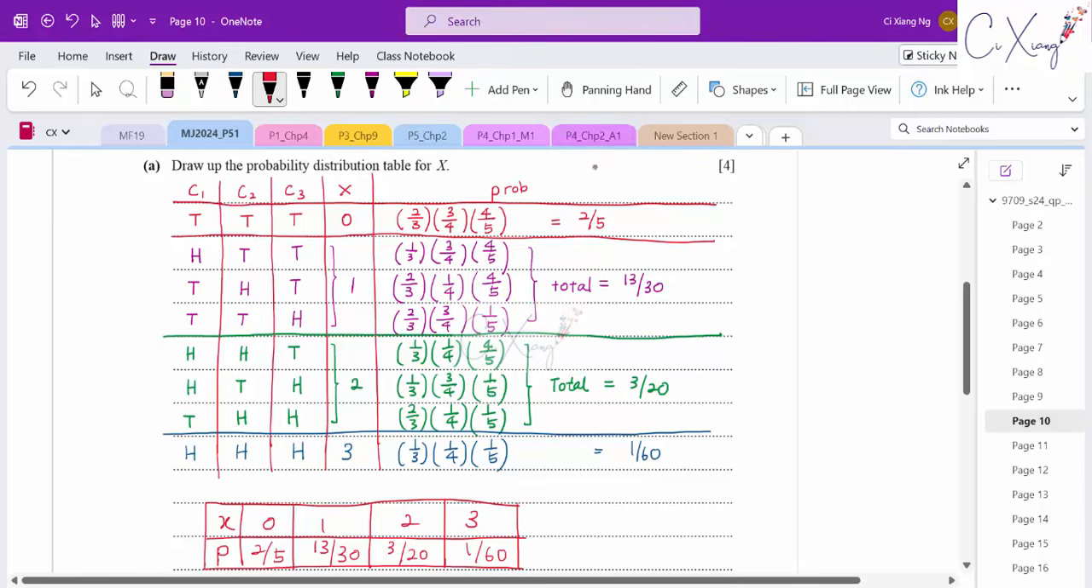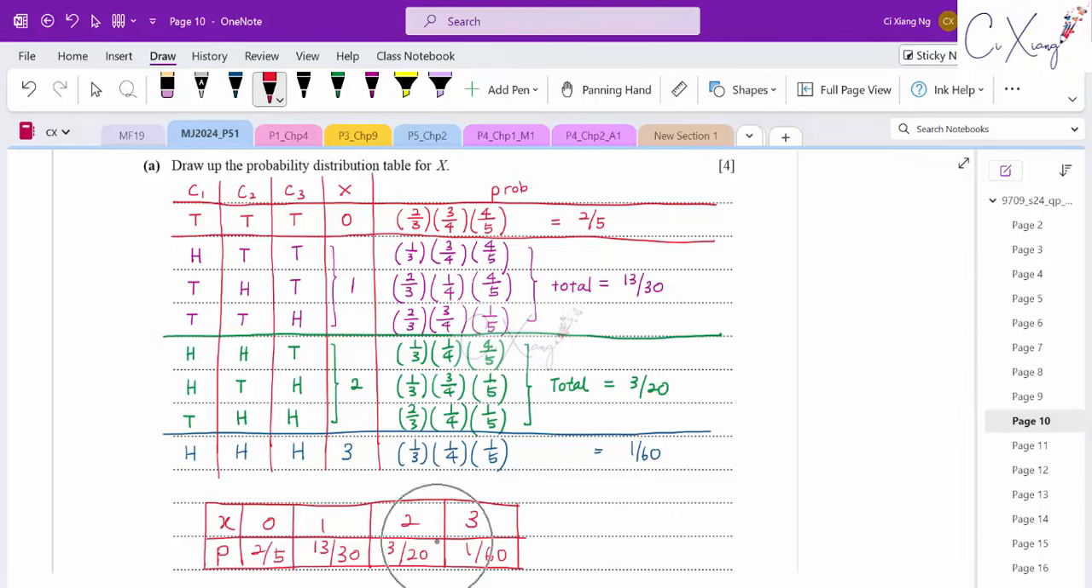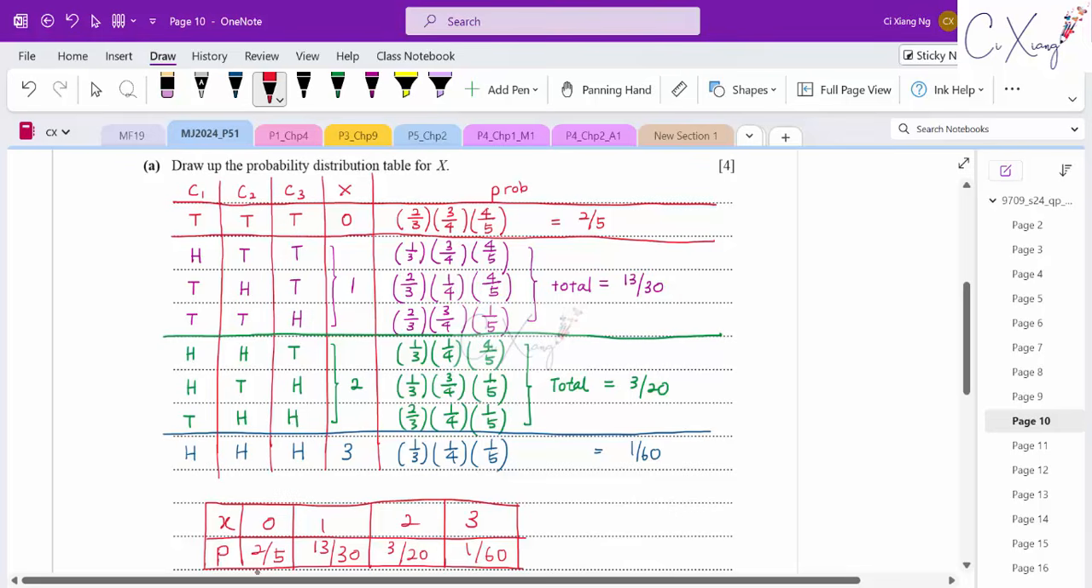Alright, and usually to have a final check for the answer, right? Usually I prefer to double check. Okay, so I will usually try to do this step, a simple check. I take all the probabilities here and add them together. So if you get equals to 1, that means very likely your answer is correct.